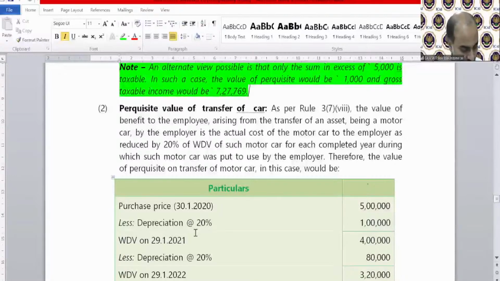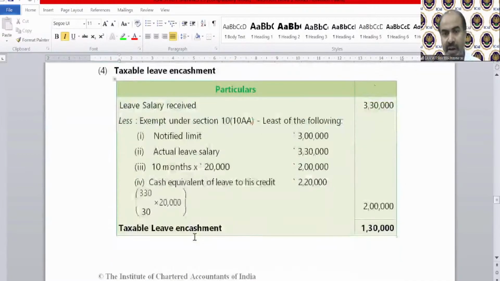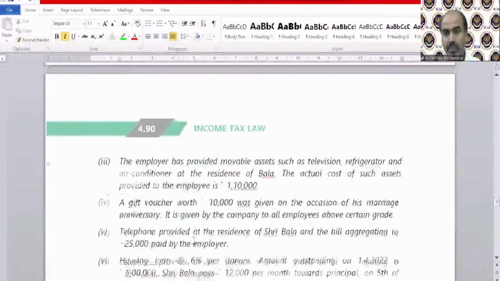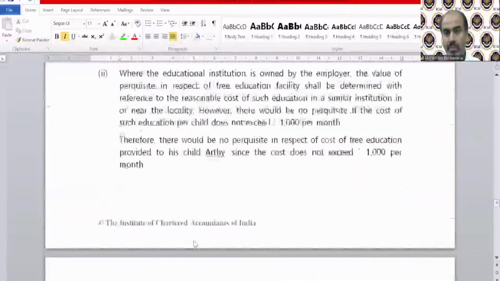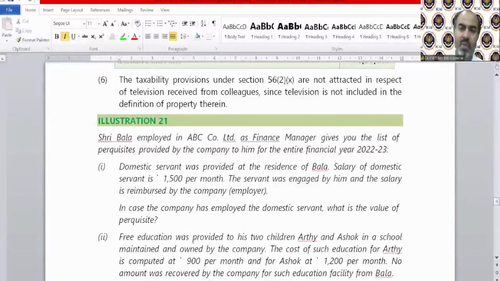Okay, I would like to solve one more question. Page number 4.89. This is a one by one taxable question.